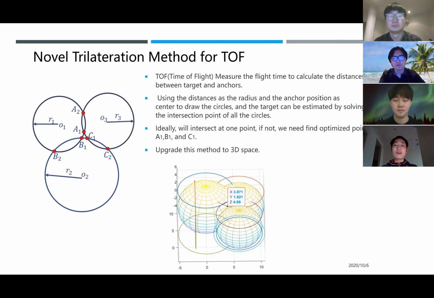However, if there is some error or noise, like the figure shown on the left, we have to design an algorithm to find 3 optimized points, like A1, B1, and C1, and estimate the target location as the center of the region constructed by these 3 points. We also upgrade this method to 3D space. As you can see, we use the distance as the radius and the anchor position as the center to draw the spheres, and the target can be estimated by solving the intersection point of all the spheres, ideally, or estimate the point as the center of the region constructed by the optimized points that are found by the algorithm.